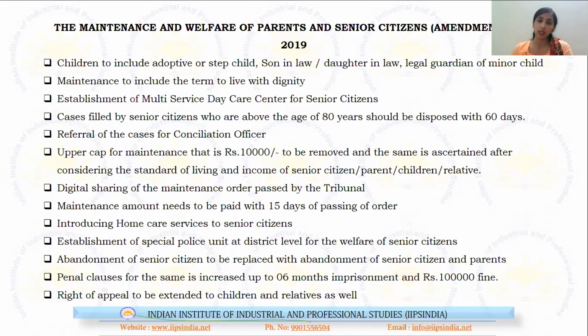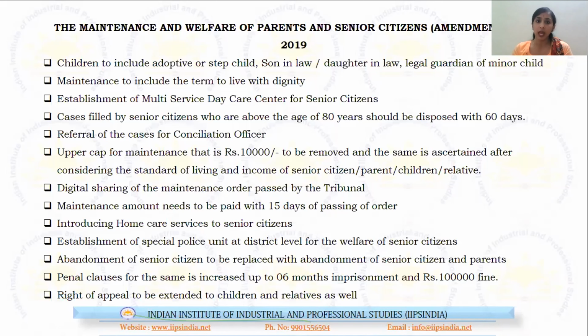For the other people, we have the time limit of 90 days. Referral of the cases for the conciliation officer. In the current act, we don't have any facility of conciliation or mediation. But the new amendment bill brings in a conciliation officer, wherein the application filed shall be referred to the conciliation officer established under this act, and the conciliation officer is supposed to give a report within 15 working days.